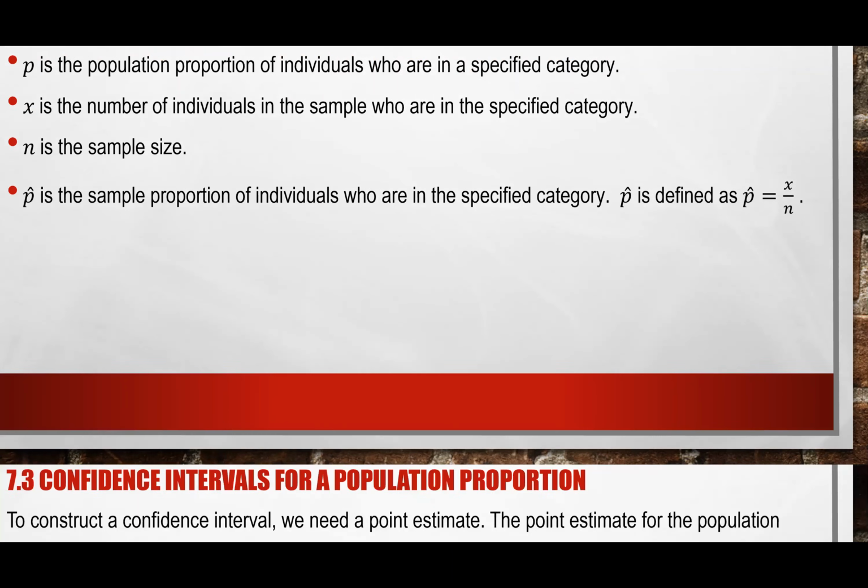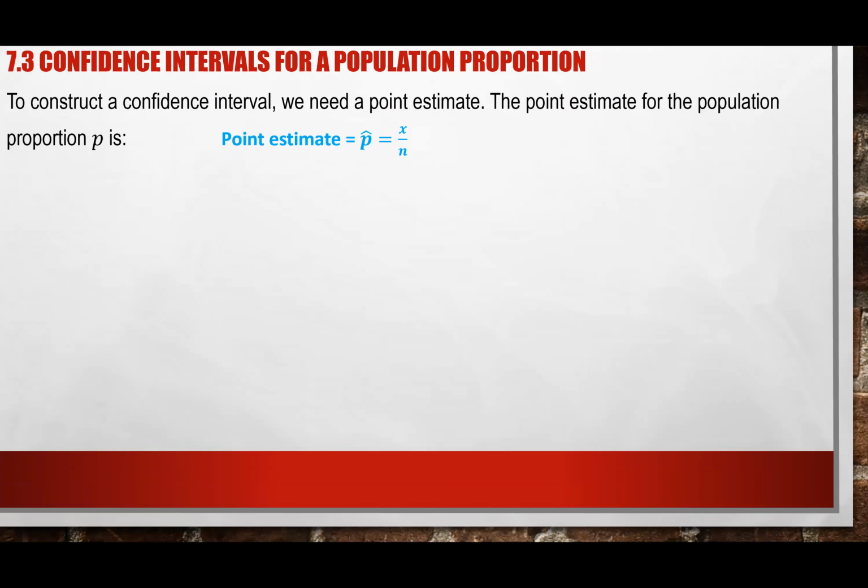A few terms to go along the way. I mentioned the point estimator, and if you remember from yesterday, a point estimator is a point that we use to estimate the population item. In this case, the point estimator for a population proportion is p hat, and to find p hat, you take x divided by n.